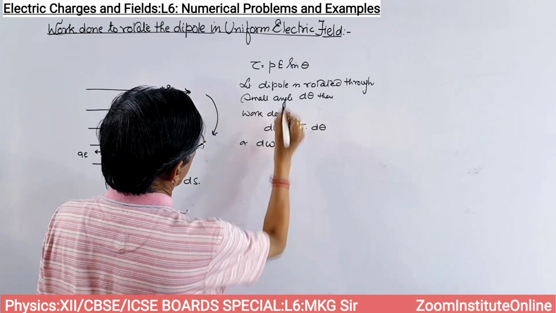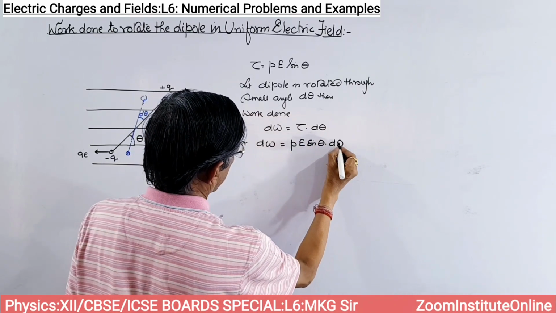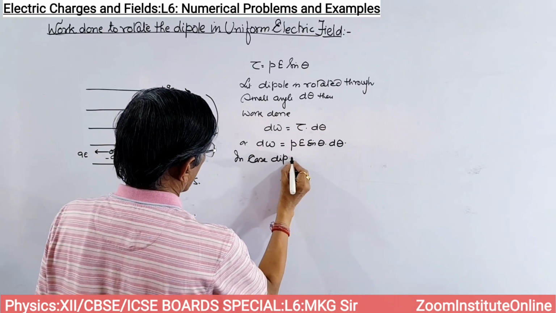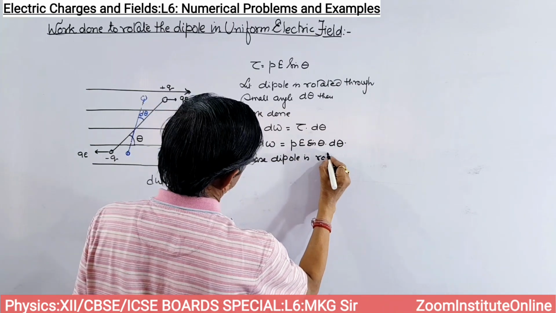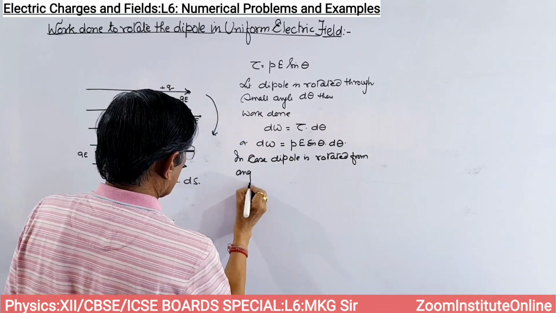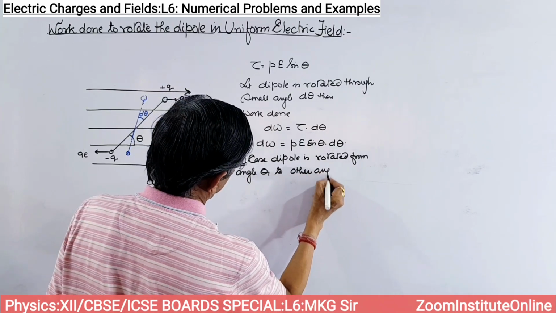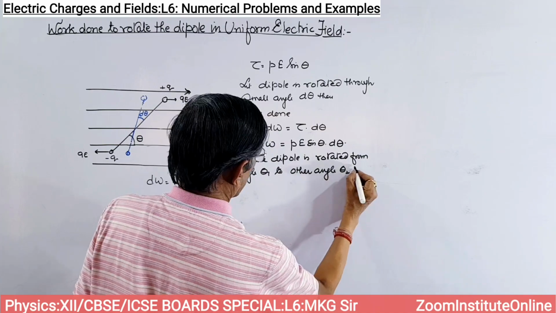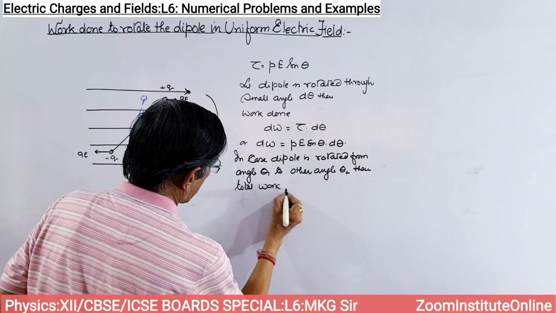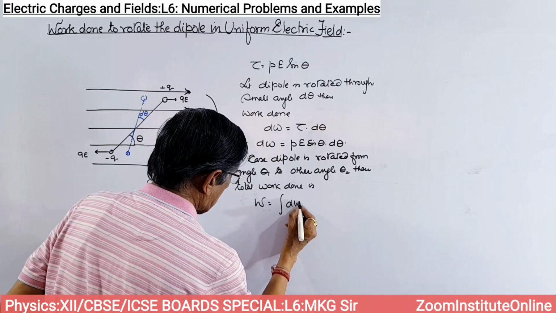Or dW is equal to PE sin theta d theta. In case the dipole is rotated from angle theta 1 to another angle theta 2, then students, total work done is W is equal to integral dW.